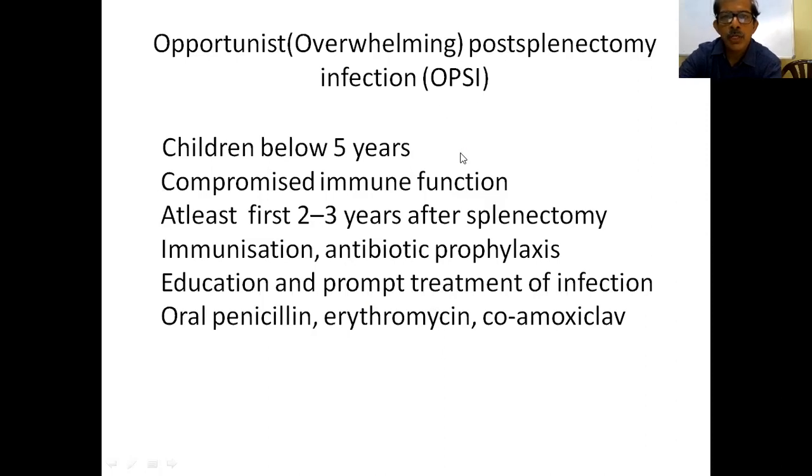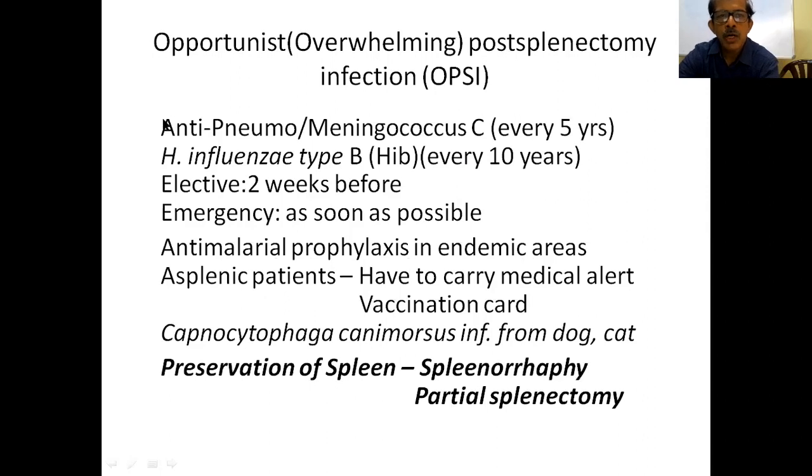So what we have to do? What we have to give is anti-pneumococcus or meningococcus C vaccine. Immediately you have to give, and later, every 5 years you have to give the anti-pneumococcus, anti-meningococcus C vaccine. Similarly, H influenzae type B, HIB it is called, can be given as a vaccine every 10 years.